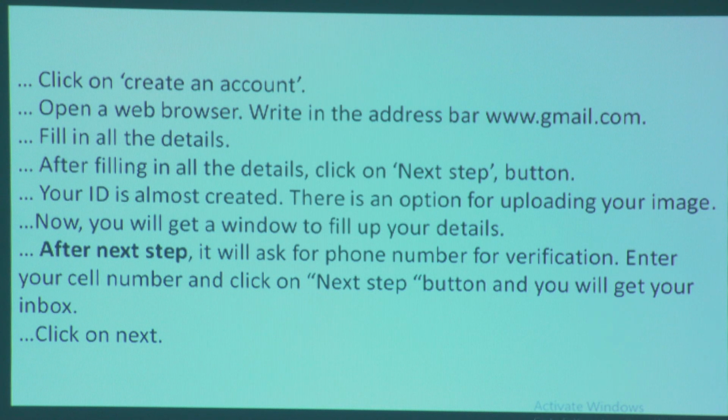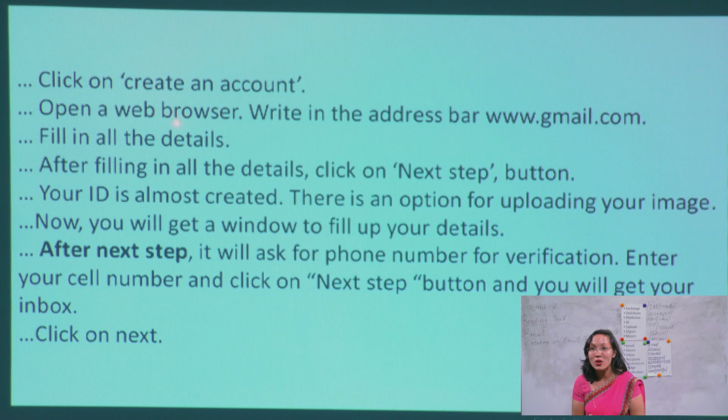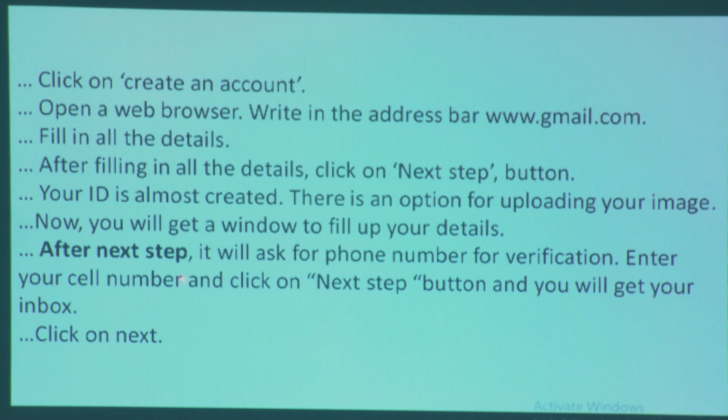So let's see these statements there, instructions or set of steps. They are not in an order. Click on create an account, open a web browser. Browser means Mozilla, Internet Explorer, right? Write in the address bar www.gmail.com, fill in all the details, click on next step. Your ID is almost created. There is an option for uploading your image. Now you will get a window to fill up your details. After next step, it will ask for phone number for verification. Enter your cell number and click on next step button. You will get your inbox.